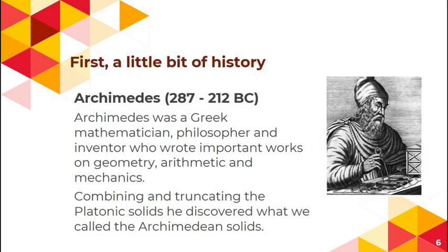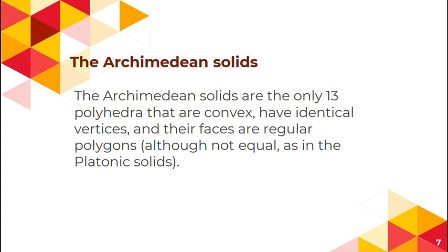The Archimedean solids are named after the ancient Greek mathematician Archimedes, who probably discovered them in the 3rd century before Christ. And it is thought to be by combining and truncating the Platonic solids that he discovered them. So the Archimedean solids are the only 13 polyhedra or polyhedrons that are convex, have identical vertices, and their faces are regular polygons, not equal, because then there would be Platonic solids.